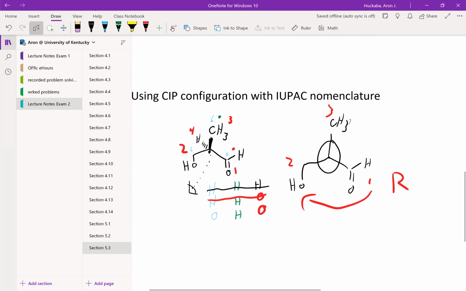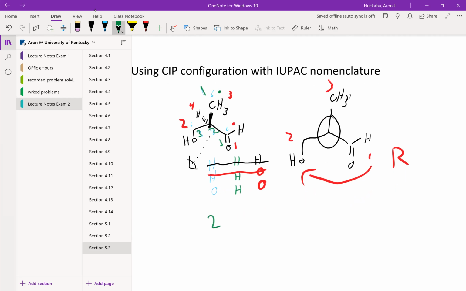So in naming this molecule, we would call this, let's see, so the parent chain here looks like 1, 2, 3. Do that in green. 1, 2, 3 carbons long. Or we could do 1, 2, 3 carbons the other way, but the chiral carbon is on the second carbon, so it would be called 2R.